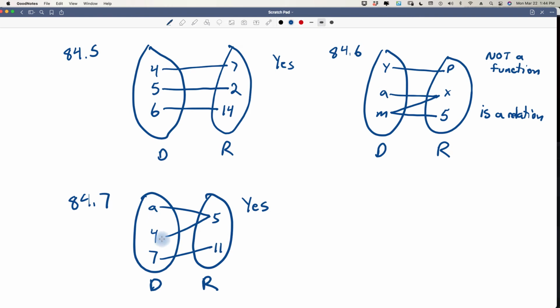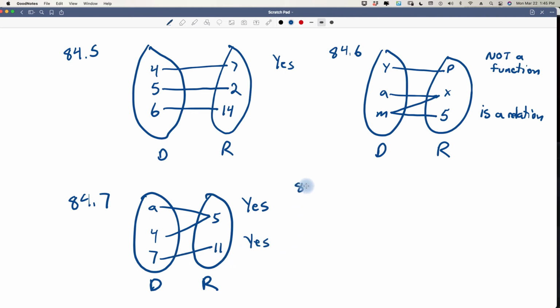It doesn't matter that a and 4 have the same value. It doesn't matter that the y is the same for both of those. What matters is that x only has one pair. All right. Is this also a relation? Yes. And it is also a relation because a, 4, and 7 all have a y. They have at least one y, so they're good.